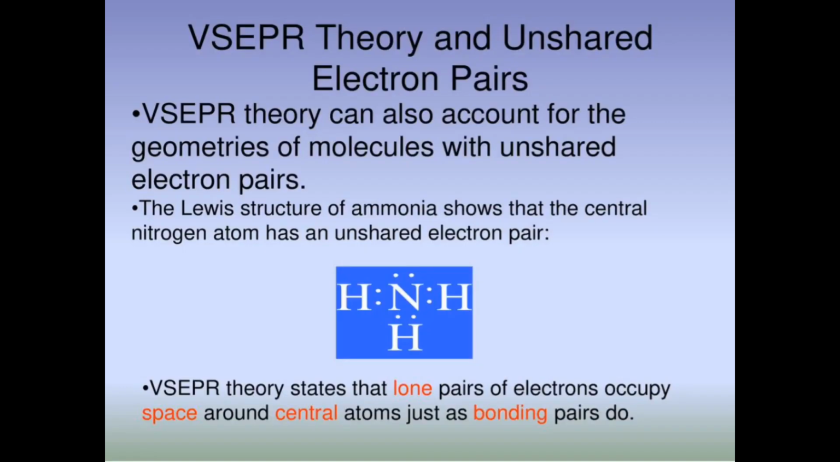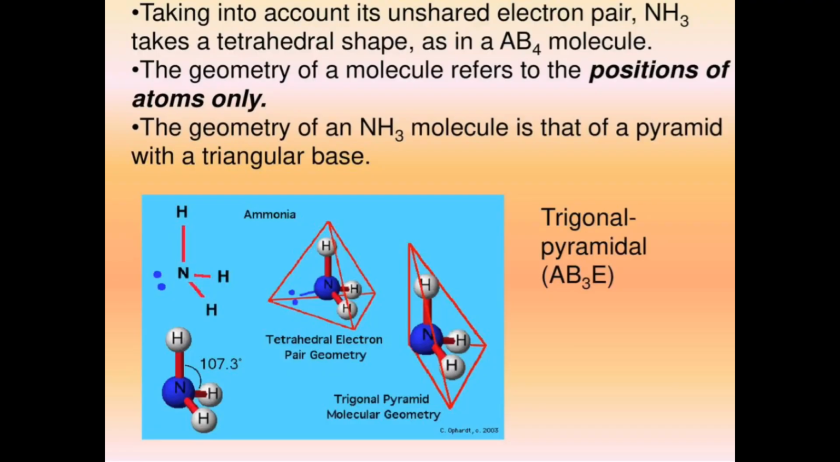Now, we can also use the VSEPR theory to explain unshared electron pairs. Don't forget that most of the things we have mentioned are based on electrons that are shared, the lone pairs that are there and how they are. So now we look at unshared electron pairs, for instance. The VSEPR theory states that lone pairs of electrons occupy space around the central atom just as bonding pairs do.